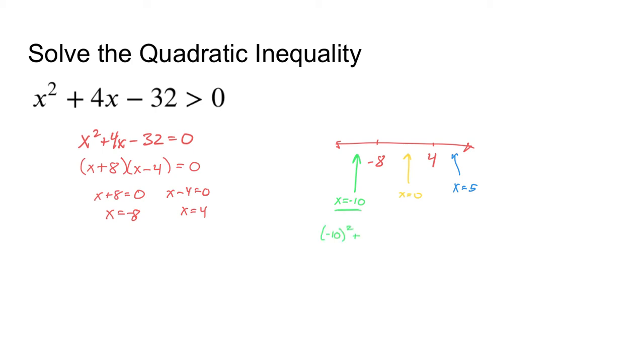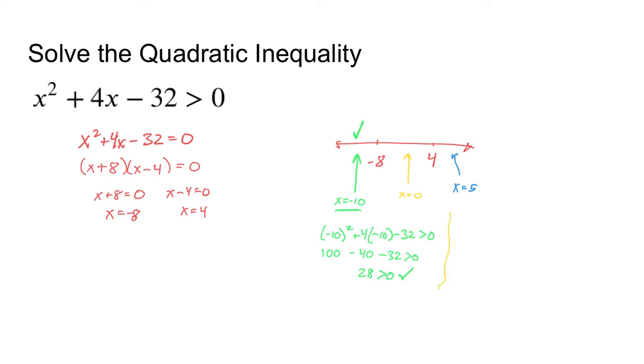So that's negative 10 squared plus 4 times negative 10 minus 32, and I'm going to see, is that greater than 0? Negative 10 squared is 100. 4 times negative 10 is negative 40 minus 32. And when I did that math, I'd get 28 greater than 0. That is, in fact, a true statement. Therefore, for that section of my inequality, this is true. It is a true statement.